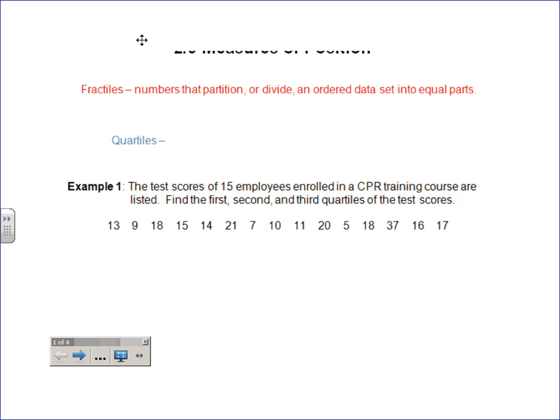And probably the most commonly used, actually there's 3 fairly commonly used fractiles. The first one we're going to talk about is a quartile, which of course is a fractile that divides an ordered set of data into quarters. That's why it's called a quartile.